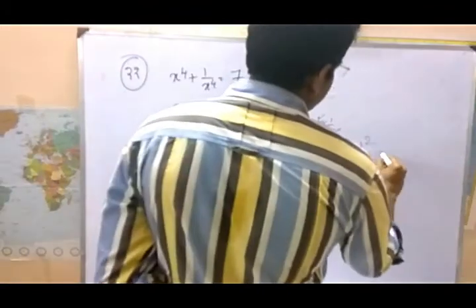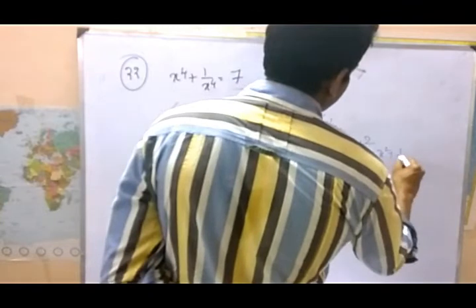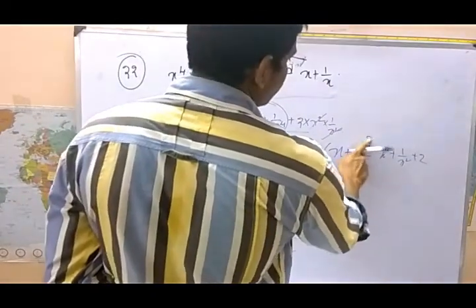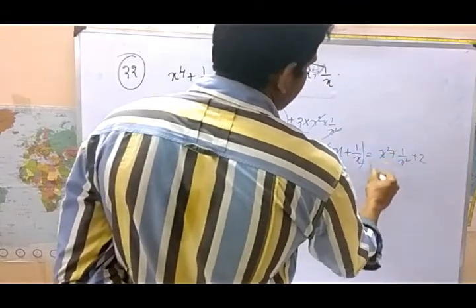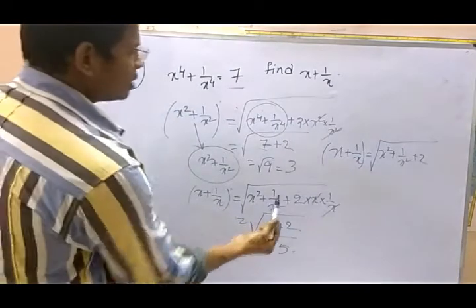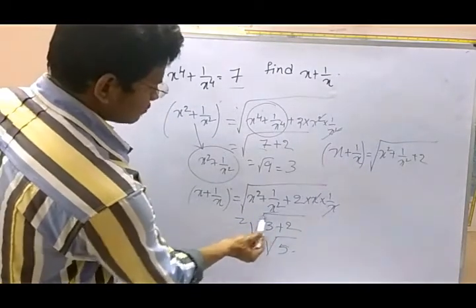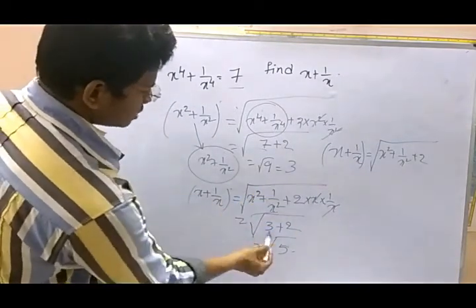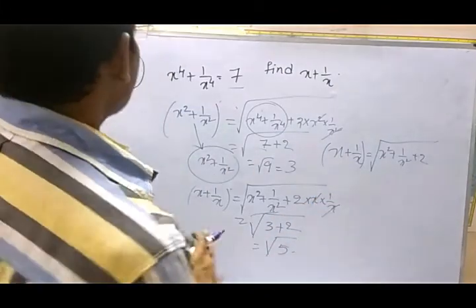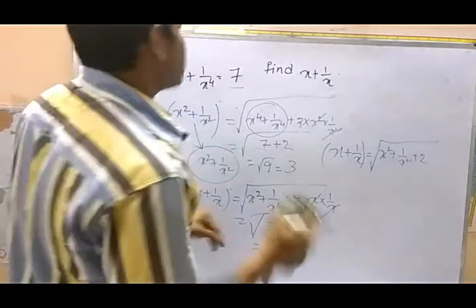What is x plus 1 by x whole square? x square plus 1 by x square plus 2. So this 2 will go to the right side and become a square root, the thing which I have done here. So we get x square plus 1 by x square as 3. So 3 plus 2 is root 5. This is the required question and this is the required answer.